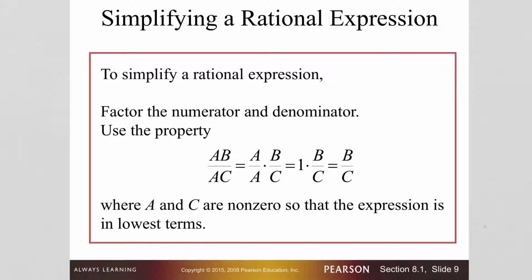Alright, so to simplify a rational expression, you want to factor the numerator and the denominator, and then you want to mark out your factors that equal 1. As long as you have the same thing on top and the same thing on bottom, then those things can equal 1. So let's take a look at that.